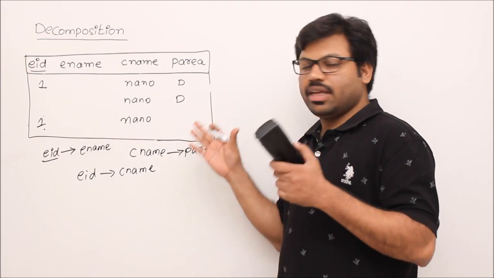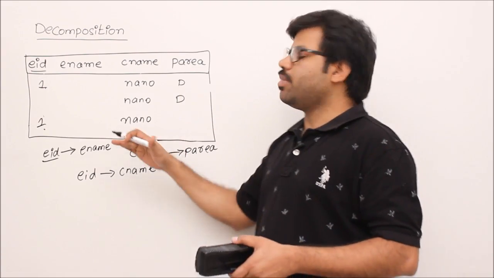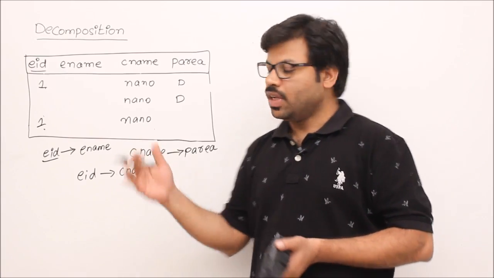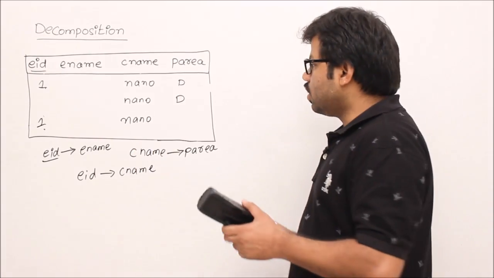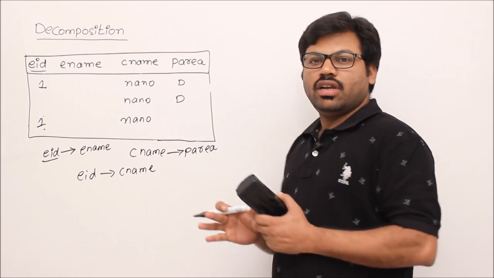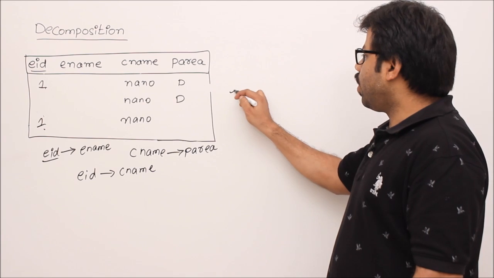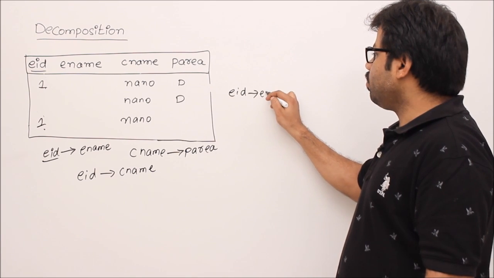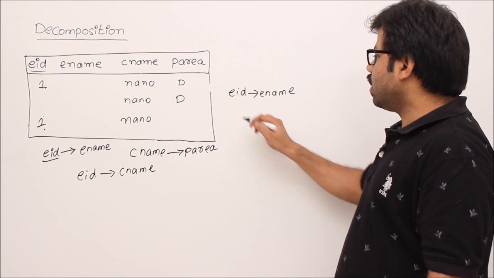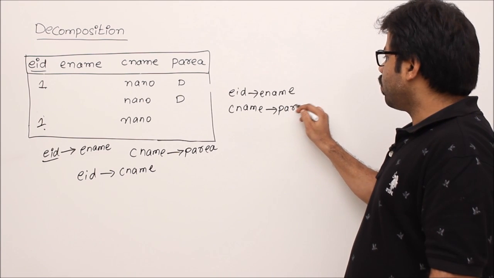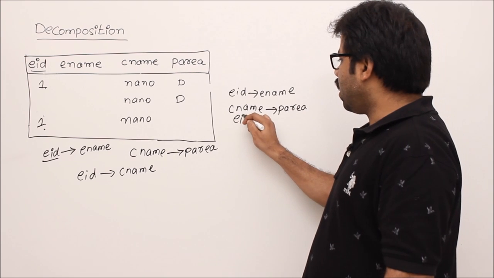These are the functional dependencies this table contains. Somehow we can explain to the DBMS, my dear DBMS, please maintain these rules. For that we have to write constraints. Yes, we can write it, but leave that part. Now the question is whether this table is in BCNF or not. We will see. Let's list out the rules: employee ID determines employee name, car name determines parking area, and employee ID determines car name.